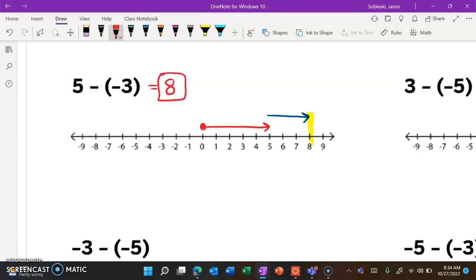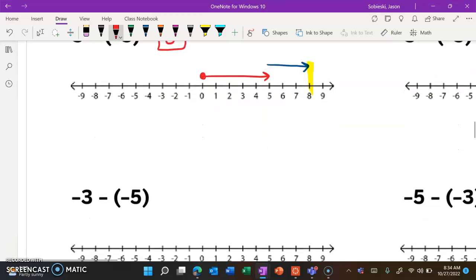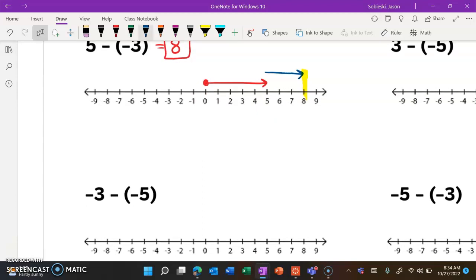So for 5 take away negative 3, you're not putting the negative 3 going to the left, you're going to put it going to the right. And we'll do one more. Negative 3 take away negative 5. Again, starting at 0, the first arrow tells us to go negative 3. Negative 5 would make us go left 5, but we're going to take that away, so we're going to do the opposite. In other words, we're going to go 5 in the positive direction. That should land us at a positive 2 for our answer.